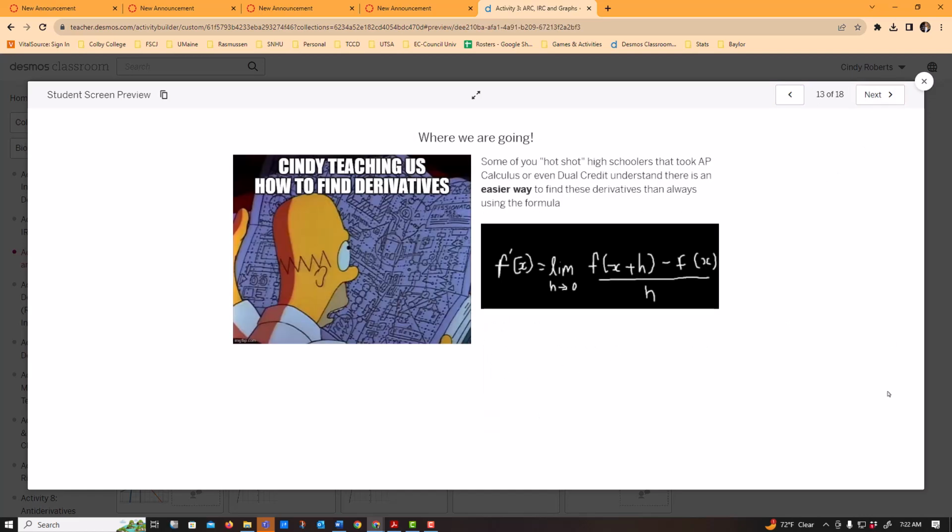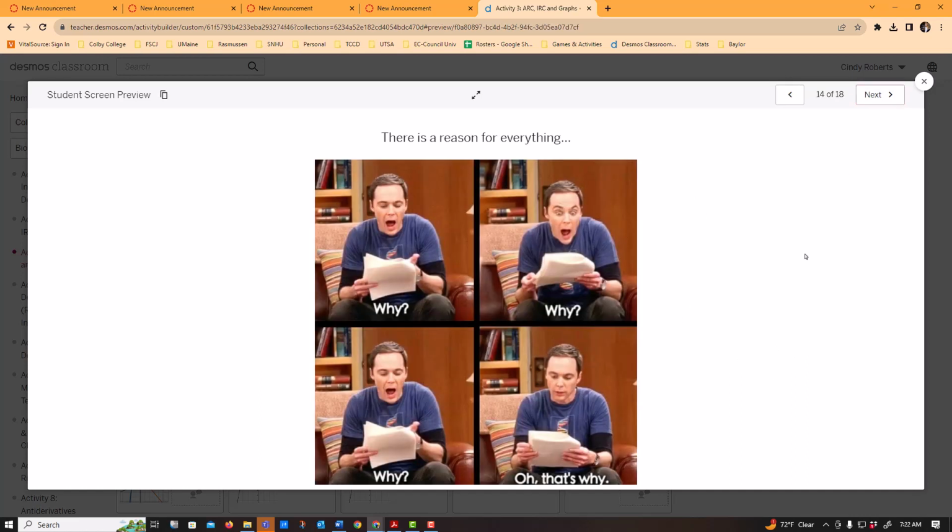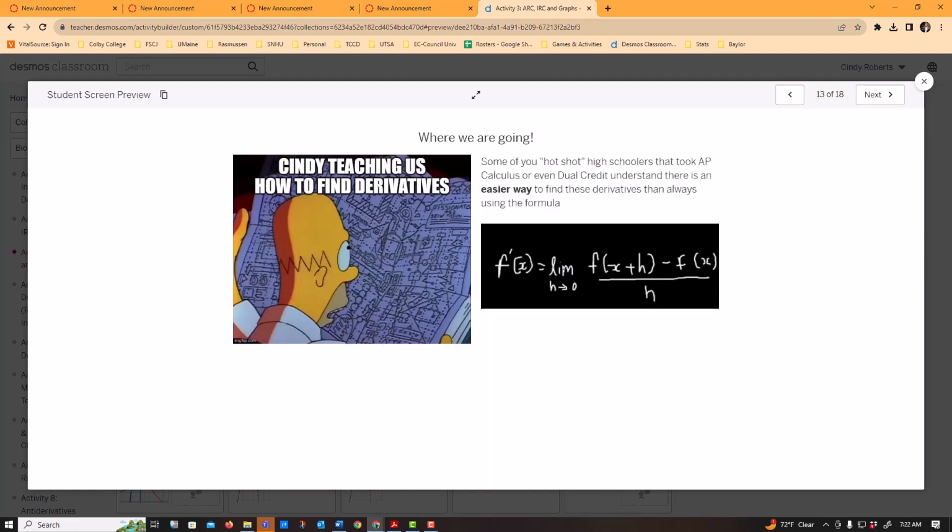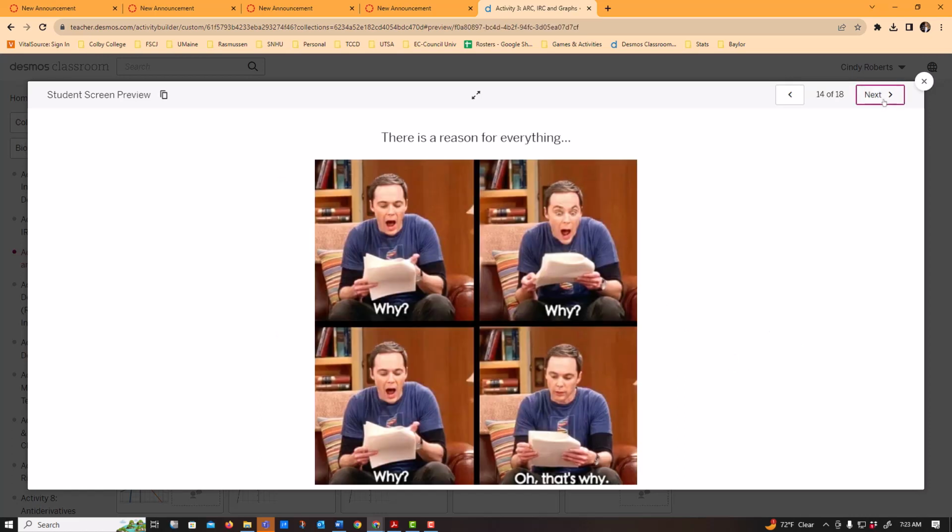All right, some of you hotshot high schoolers that took AP Calculus or even dual credit, you understand that this formula here we don't use forever. There is actually a shortcut way that is coming up next week. And the whole thing here is, students always want to jump straight to the shortcut, to do this very quickly. But if they don't even understand where the shortcut came from, that's probably not a very good thing.